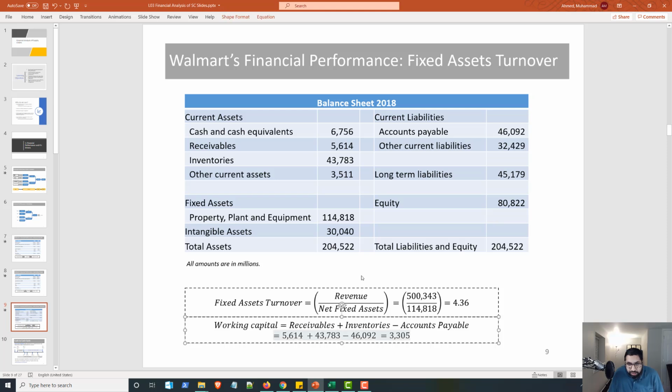In this case, these three numbers come from the balance sheet of the financial year you're analyzing. And in this case for Walmart, 5.6 billion or 5,614 million in receivables, lots of inventories, but lots of accounts payable. So the net working capital is only $3.3 billion. So Walmart needs to invest $3.3 billion into inventory and stuff like that to keep the business running.